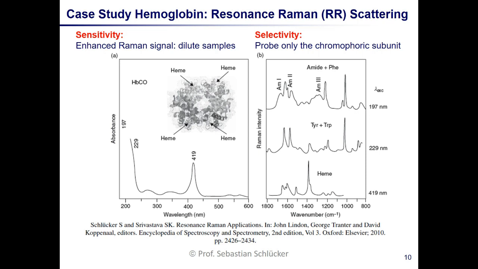230 nanometers. So that means if you look on the right, take a laser excitation wavelength at 419 nanometer in electronic resonance with the heme, you only see molecular vibrations of the heme unit. If you go to a much shorter excitation wavelength, 229 nanometer, you see selectively the aromatic amino acids tyrosine and tryptophan. If you go even shorter, 197 nanometer, you see selectively the peptide backbones and phenylalanine. So these are again the corresponding excitation wavelengths.